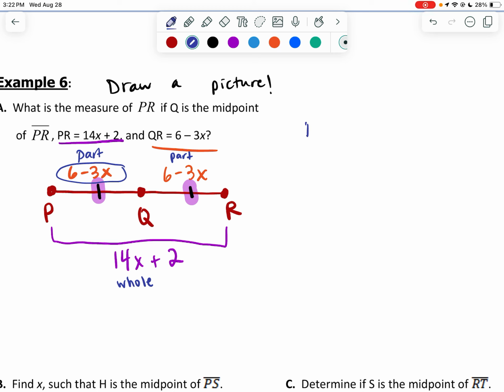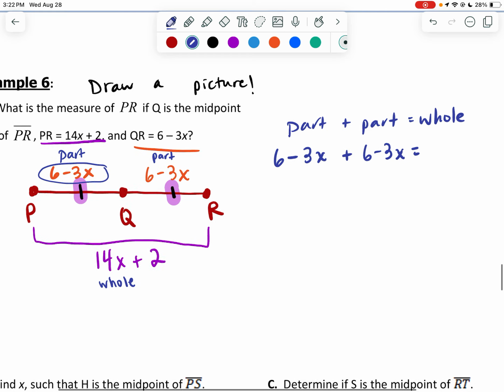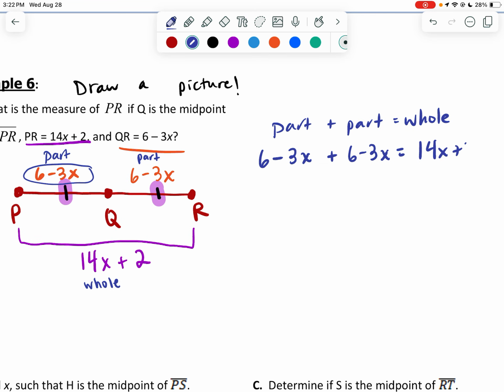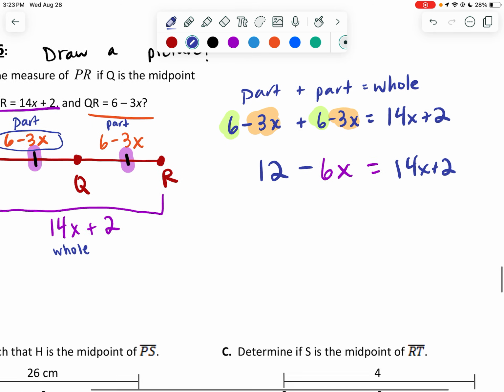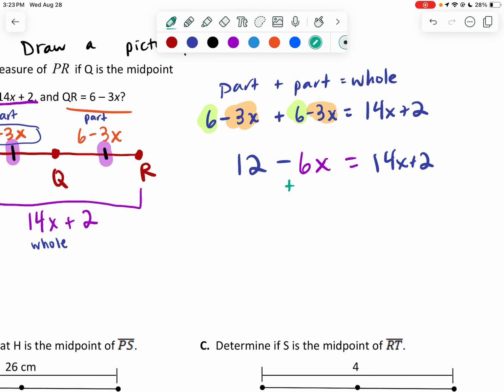Okay, and then based on the information that we had the other day, we can do the same thing here. So part plus part equals whole. Well, one part is 6 minus 3x plus the other part is also 6 minus 3x equals the whole thing, which is 14x plus 2. Okay, combine your like terms. 6 plus 6 is 12. And then you have some other like terms, minus 3x, so that's minus 6x equals 14x plus 2.